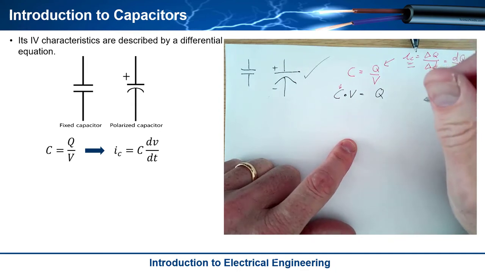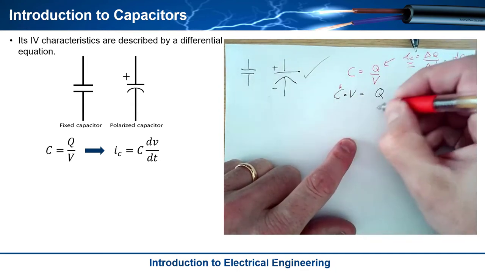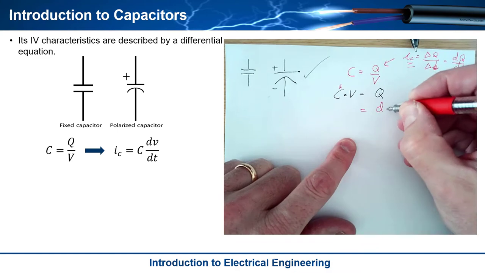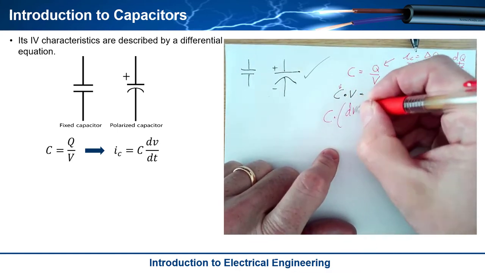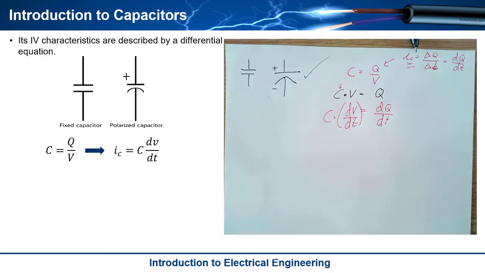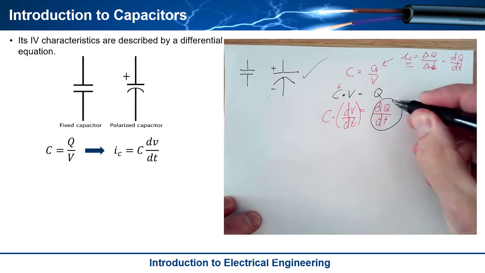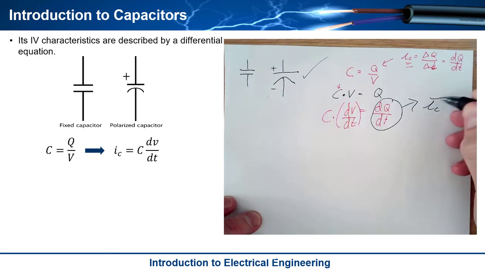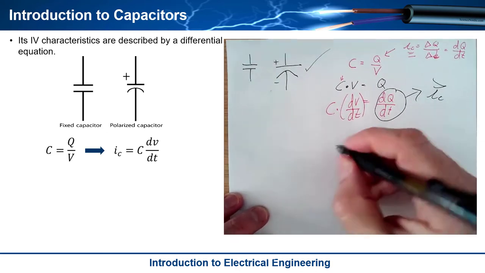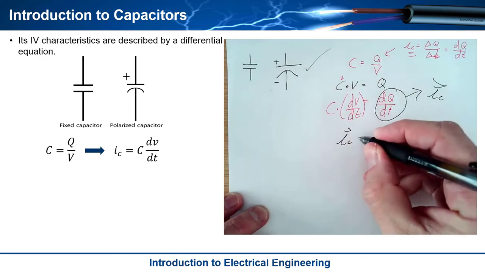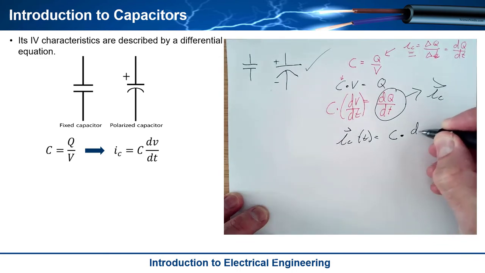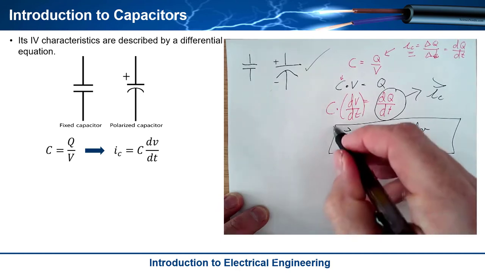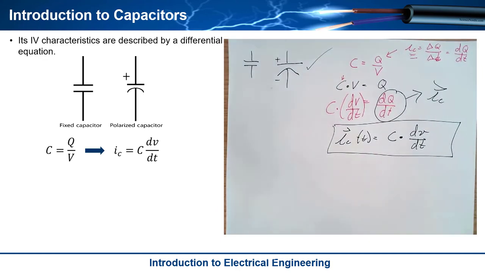So what I can do here is take the derivative of Q, so I go dQ with respect to time, but then I have C over here and I have dV with respect to time. Now, this right here, by definition, is current. So we can rearrange this equation and say the definition of the current through a capacitor with respect to time is equal to the capacitance times the derivative of voltage with respect to time: i = C dv/dt. And this now becomes the governing equation for a capacitor.